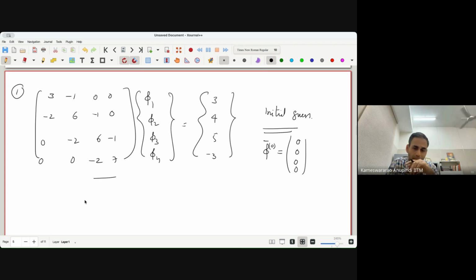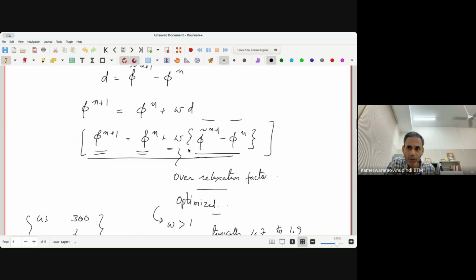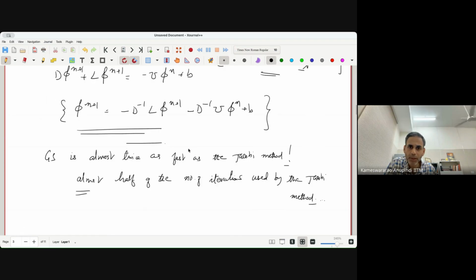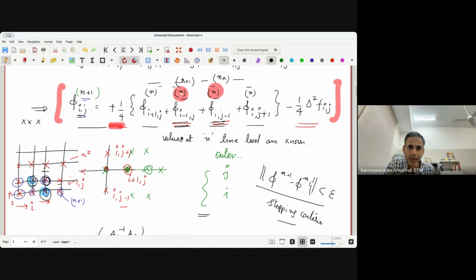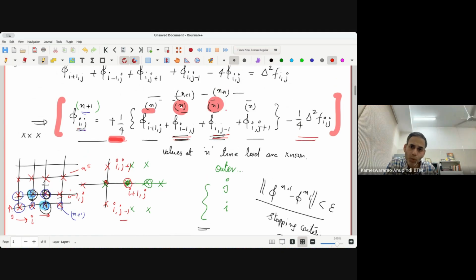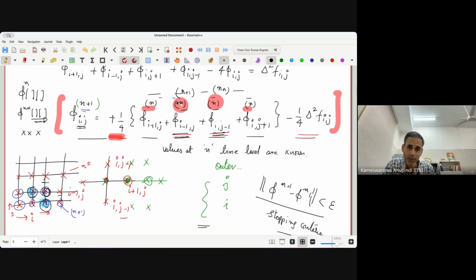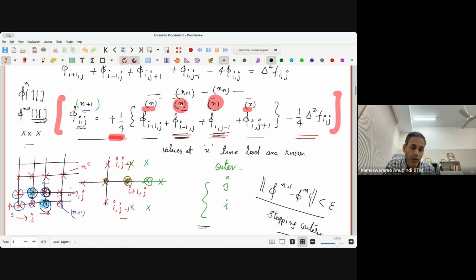Before I do that, let me just tell one more thing. What we realize is that in the point Jacobi method, because it uses old values, only the n values, we need to maintain two separate storage, right? That means we need to maintain a phi array at n, and then a phi n plus 1 array, because it needs to refer to the nth values until all the n plus 1 values are computed. So as a result, Jacobi is not only slow, it is also more memory intensive, right?